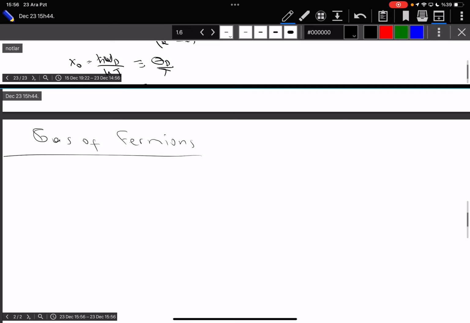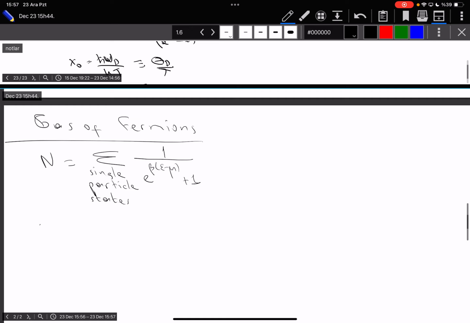We will basically repeat what we had done for the gas of bosons. So the equations look almost identical, except for a sign. The total number would be given by the sum over all single particle states of 1 over e to the power beta epsilon minus mu, plus 1. Remember, in the boson case, it was a minus 1. Now we have a plus 1.